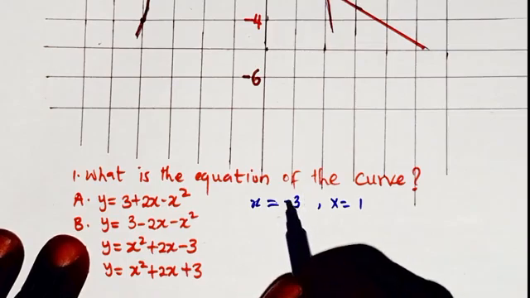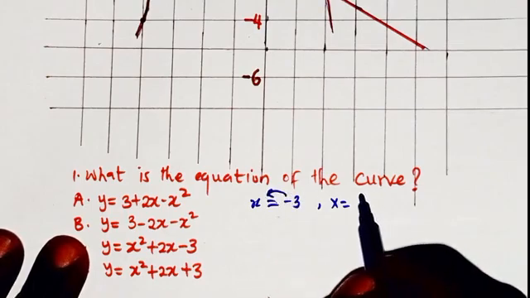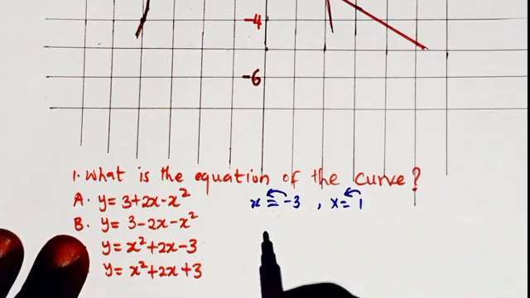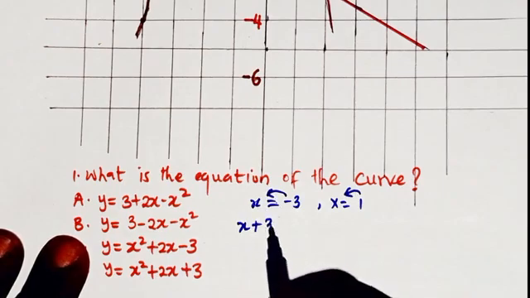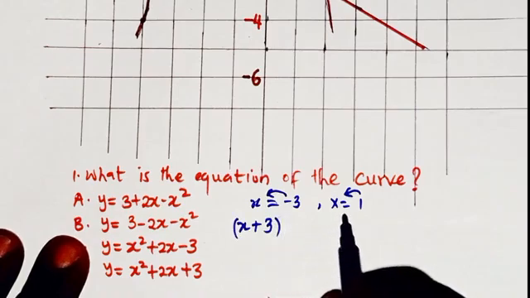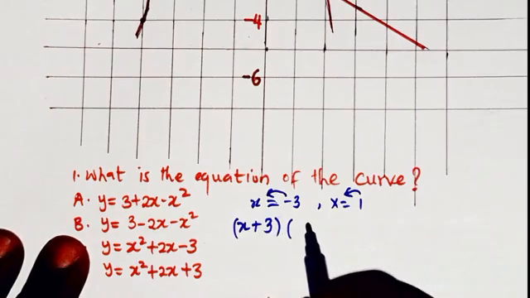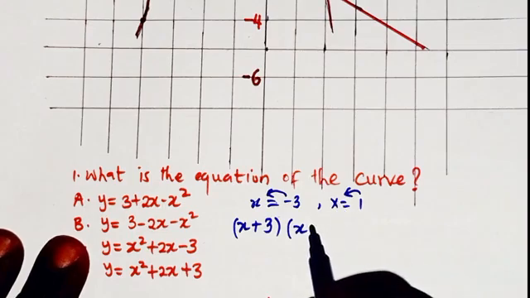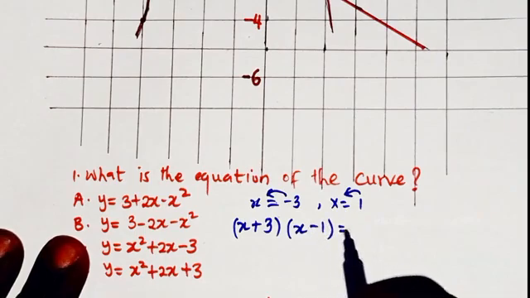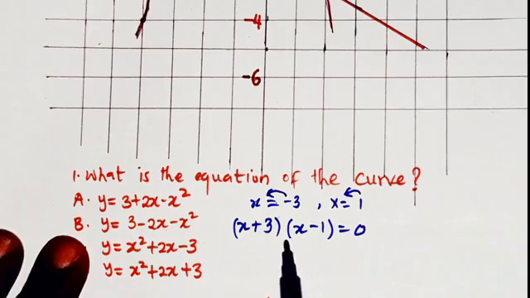Okay, so what we are going to do now is write it in factor form. To write it in factor form, we take the -3 to the left hand side, and we take 1 to the left hand side here. So this is going to be x minus 3 going to the left hand side, it will change to positive. You have x plus 3, we write it as a factor like this. Then we do the same thing here, writing it as a factor x minus 1. Then we equate it to be 0.